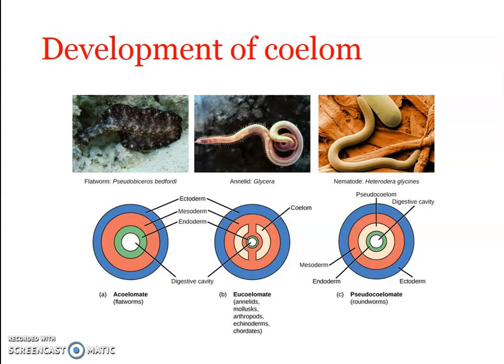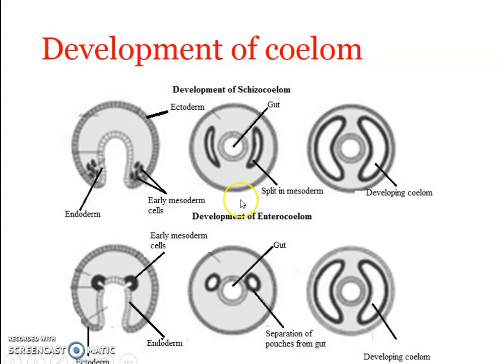Now, coming to the coelom, we already discussed what a coelom is. Based upon the presence and absence of coelom, we can have three kinds, right? Acoelomate, pseudocoelomate, and eucoelomate. In eucoelomate, annelids and arthropods had a hemocoel, isn't it? The coelom which is filled with blood-like fluid, right? Coming to the different kinds of eucoelom, it could be either schizocoelom or enterocoelom. In schizocoelom, what happens?